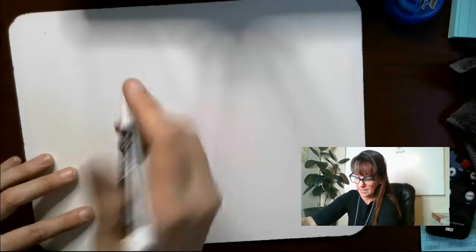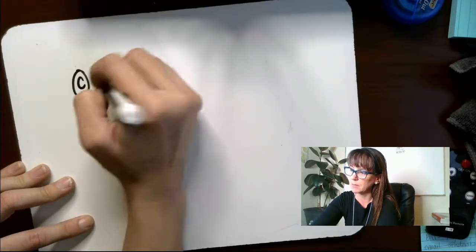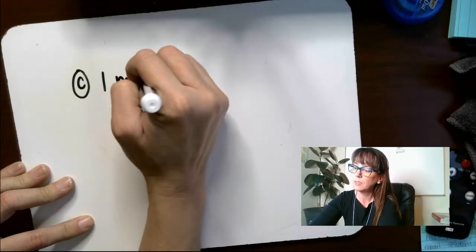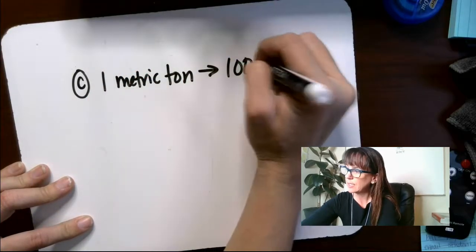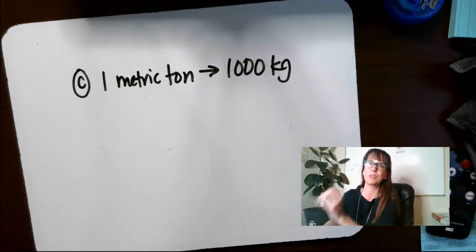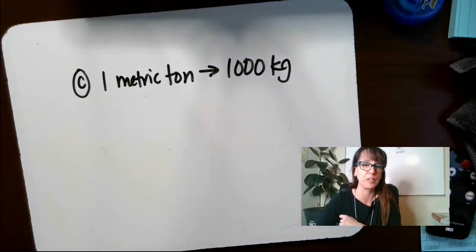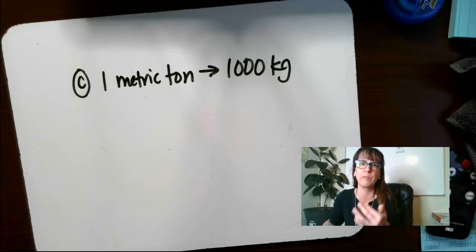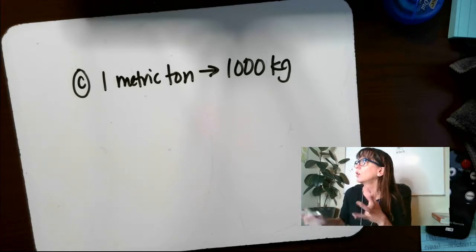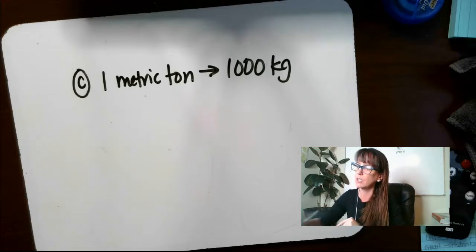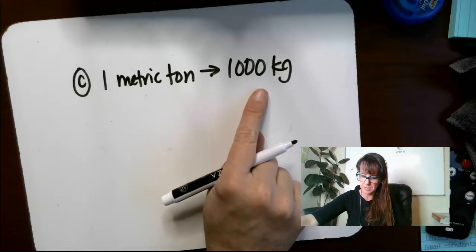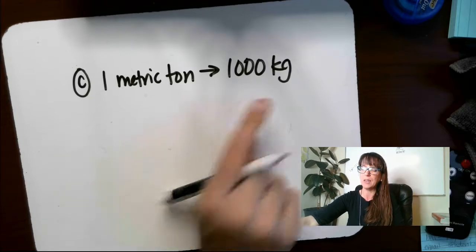A metric ton is 1,000 kilograms. A metric ton is different than a long ton, which you're familiar with, especially if your parents drive big trucks, like a 2-ton truck or whatever. It's 2,000 pounds in the US version, right? But a metric ton is 1,000 kilograms. So a metric ton is about how many pounds?